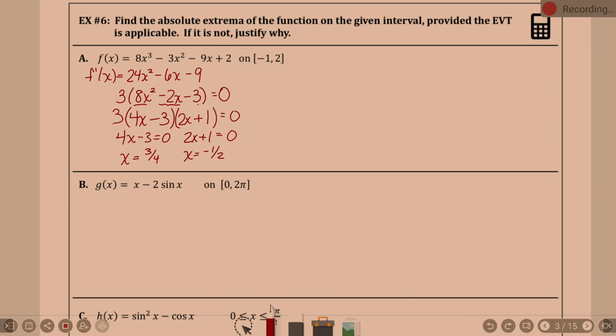Okay, so 3/4 and -1/2 represent extrema. They are most likely mins and maxes. Which is which, we don't necessarily know. But we were specifically asked to find absolute extrema, on a given interval.